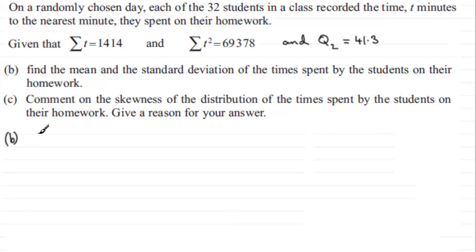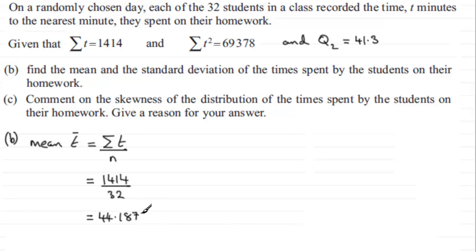Now, for calculating the mean, we would use, say, the symbol t bar. T bar is going to be equal to the sum of all your t values, sigma t, divided by however many you've got, n. Well, we know what the sum of all the t values are. It's 1,414. And we know that n happens to be the 32 students. So divide by 32. And what we end up with is 44.1875. Okay, and if we give this to three significant figures, it turns out to be 44.2 minutes. Right, well, that's that part.